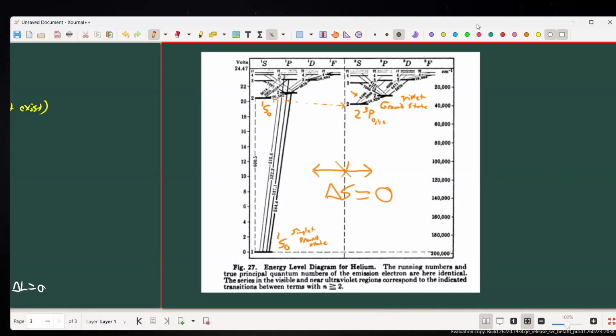Because the only way to put two electrons in a 1s orbital is to have them paired, right? There is no triplet state for this ground state. It's just impossible to make one because of Pauli exclusion. So the ground state of the triplet is actually that excited p state, right? That's the first triplet state that can exist.